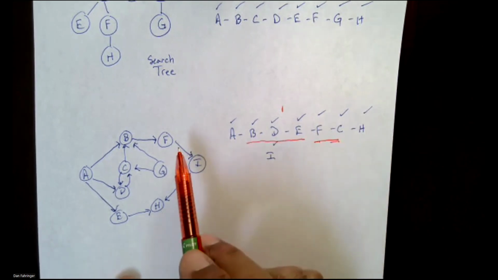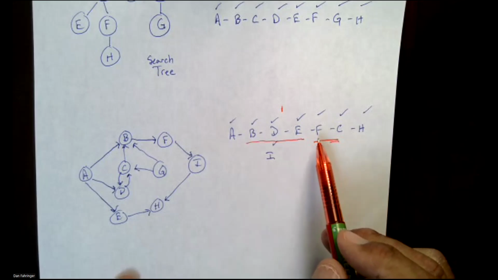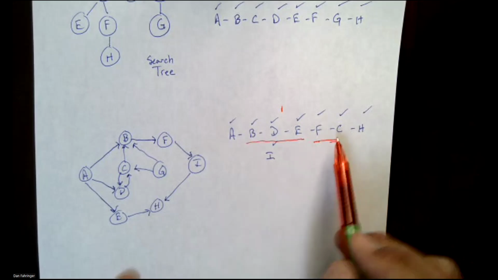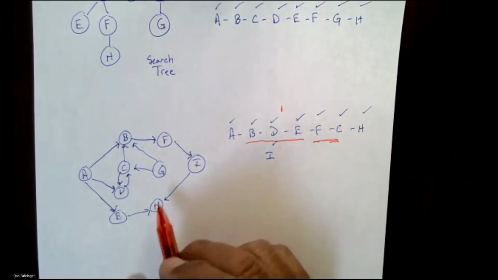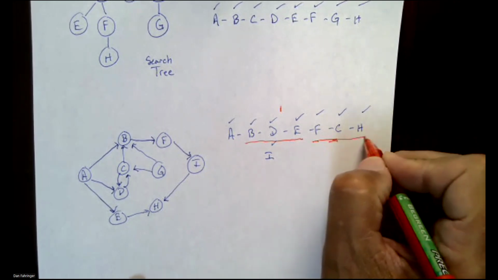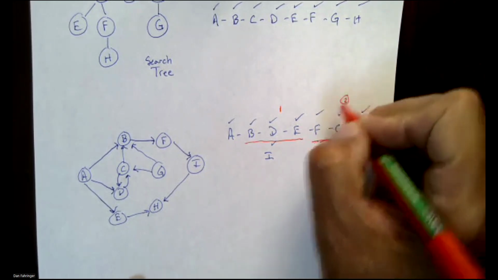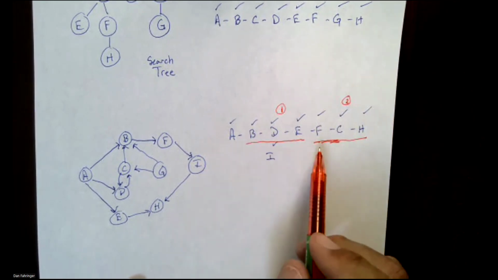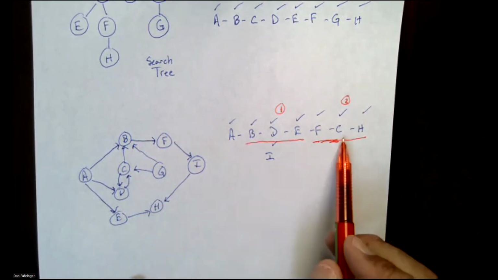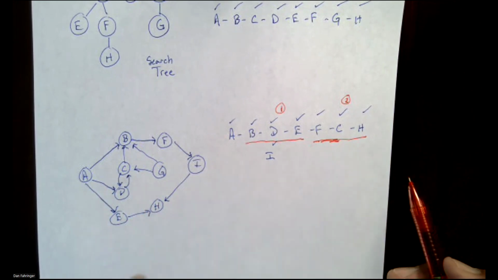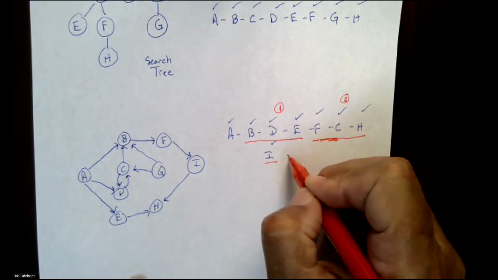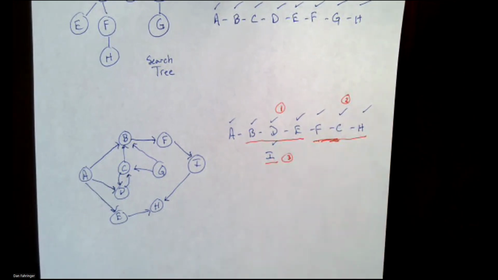Did we mess this up somewhere? When we were here at F, no, yeah, we're good. E went to H. So this guy is here as well. These are 2 distances away from A. To get to F, I have to go ABF. To get to C, I can go ADC. To get to H, I have to go AEH. And then finally, I would be a distance of 3 away.